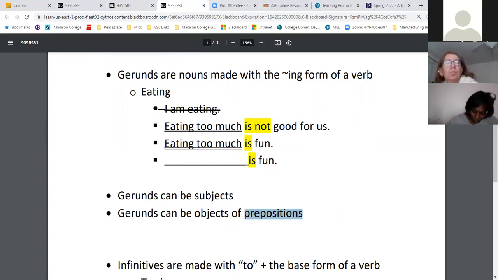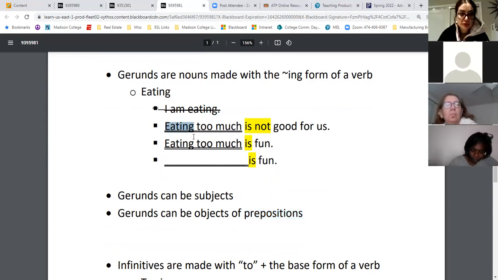So they can be the subject or they can come after prepositions, because remember, after a preposition, we use a noun. Okay, so here we see a gerund eating in a noun phrase, eating too much. That's my subject. And here's my verb, is not. Eating too much is not good for us. And my subject is eating too much with the gerund form of eating. Eating too much is fun.